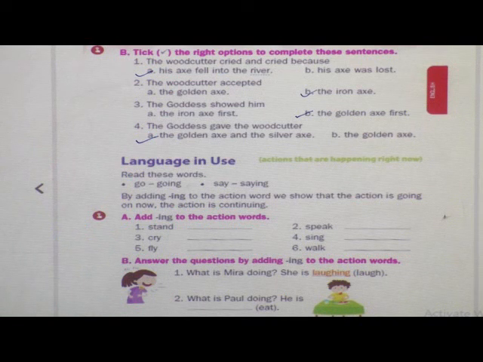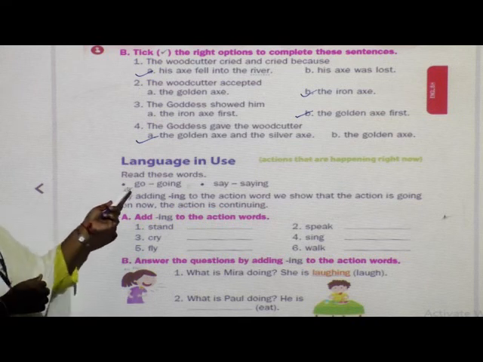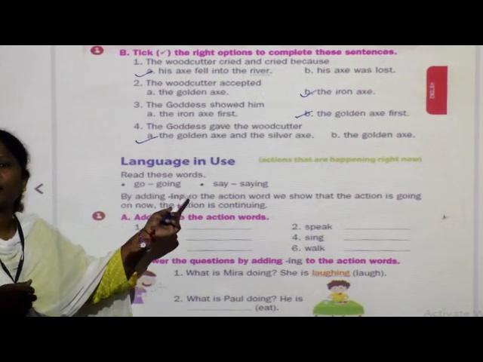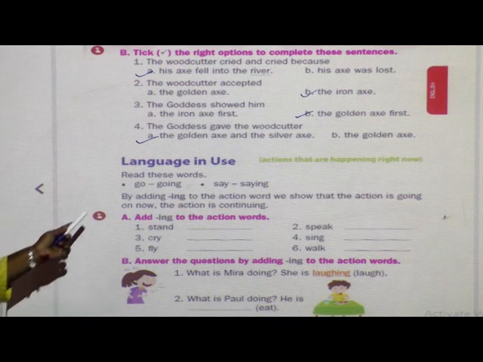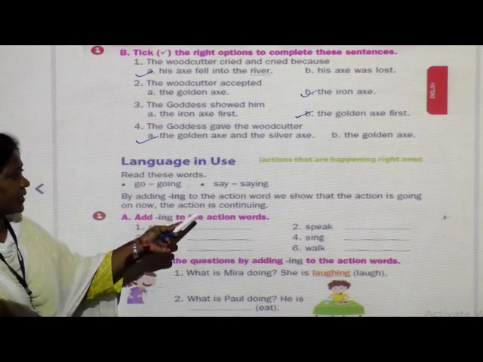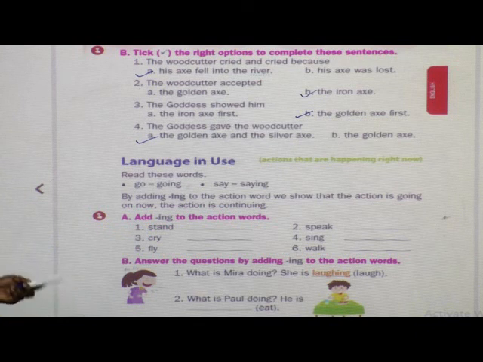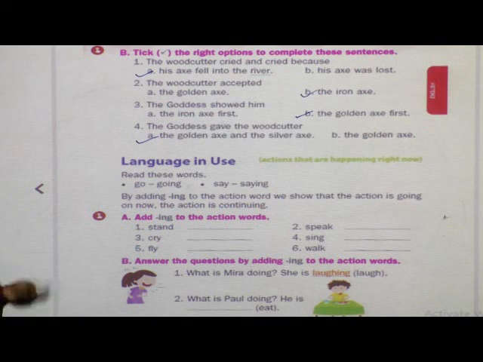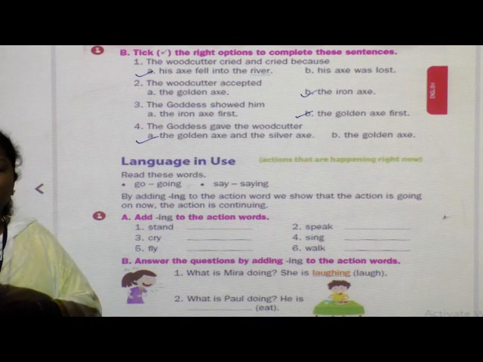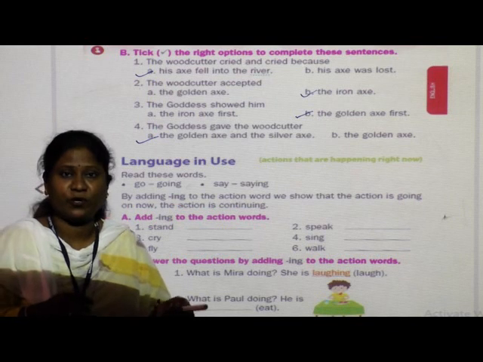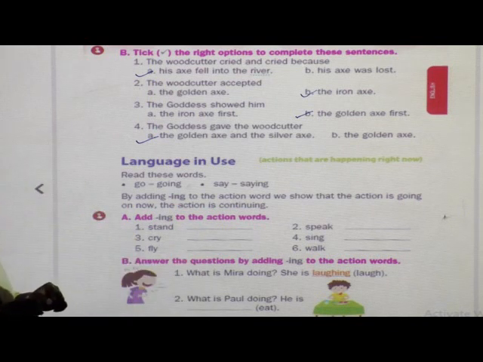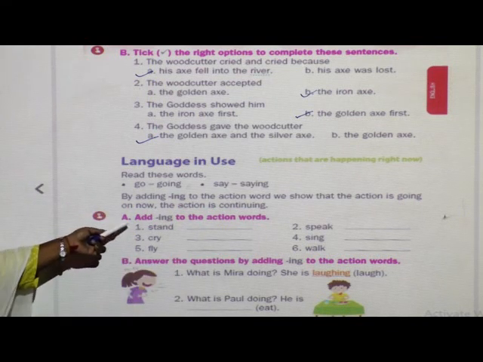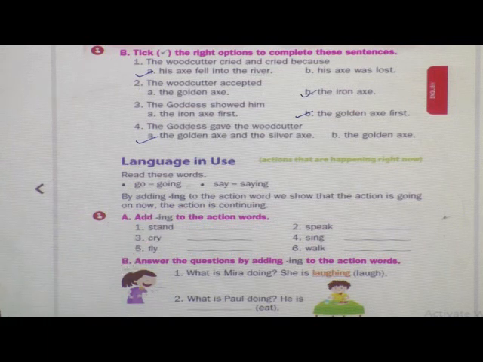Language, children, read these words. Actions that are happening right now. Go, going, say, saying. Okay? By adding ing to the action word, we show that the action is going on now. The action is continuing. So, present tense. So, you have to use that ing. Okay? A1, add ing to the action words.